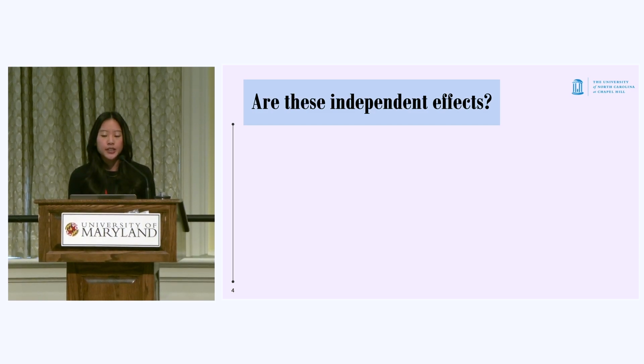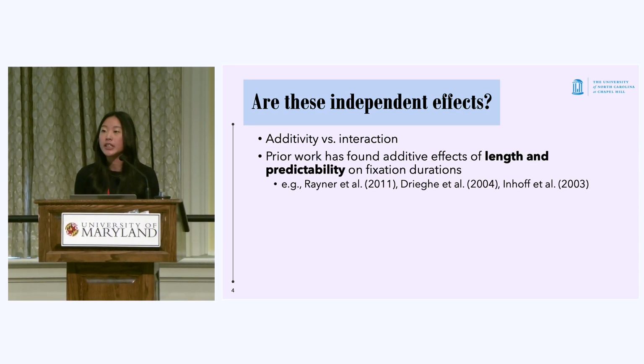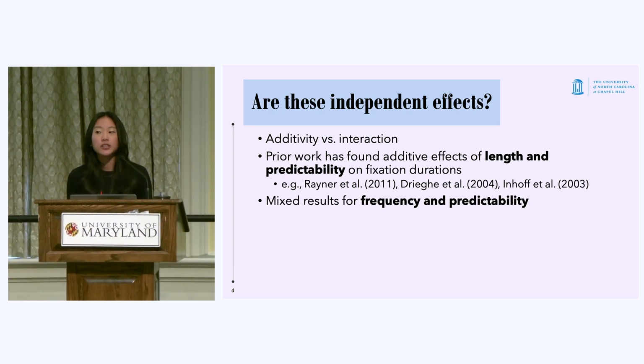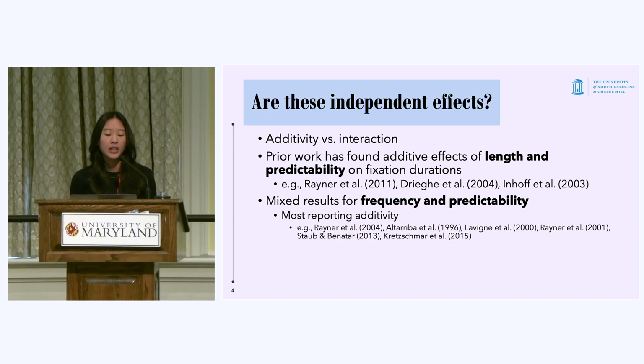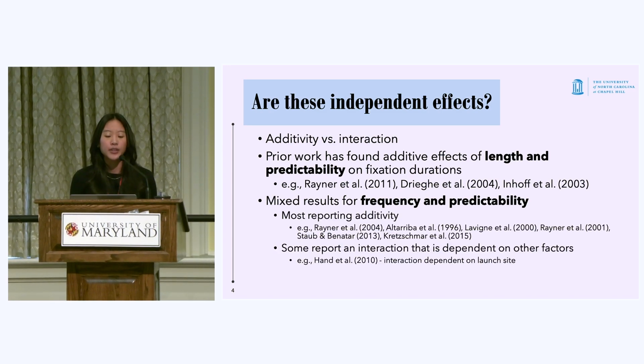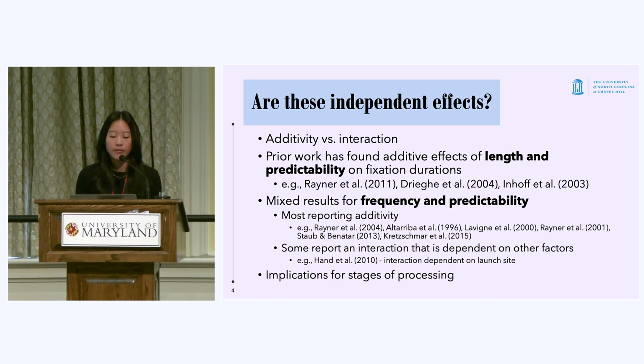One area in the literature has focused on whether these effects are additive or interactive, and this gets at talking about what stage of processing they're influencing and whether they're influencing stages of processing separately or jointly. So prior work has pretty much unanimously found additive effects of length and predictability on fixations, but there are mixed results for frequency and predictability. Most studies report additive effects, although some do report an interaction. For example, one study found that there was an interaction, but it was dependent on another factor, launch site. And this just has implications, as I said earlier, for understanding the different stages of processing in word recognition.